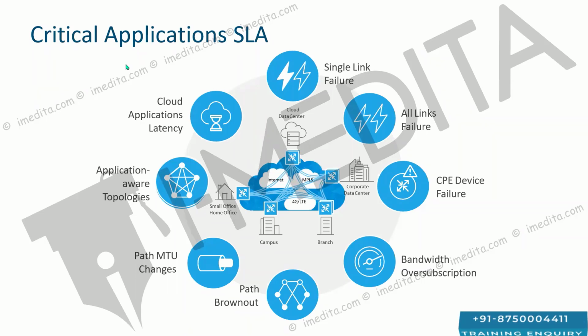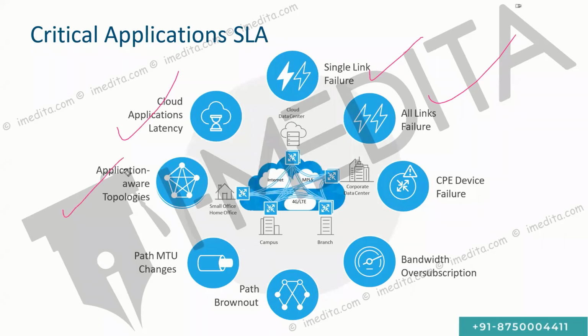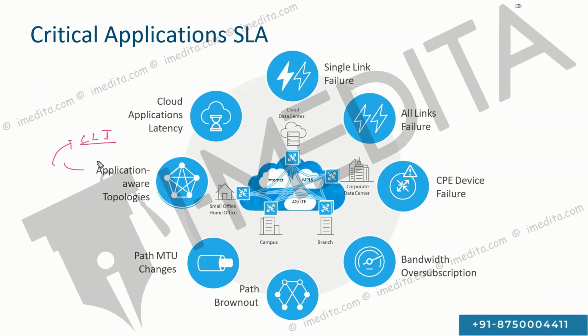So if you have some business critical applications running in your infrastructure, how are you going to deal with all these challenges? Single link failure, all link failure. If the application is delivered onto the cloud, how are you going to address the latency issue? How are you going to make a topology around your application so that the application traffic is prioritized as compared to the other traffic? How are you going to create an application aware topology where a certain application traffic is passed via a path where maybe latency, loss, and jitter is comparatively low than the other path? How can we create a topology in such a way?